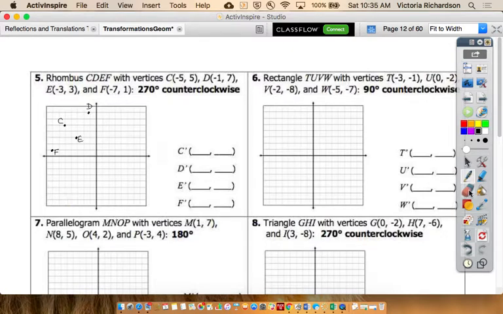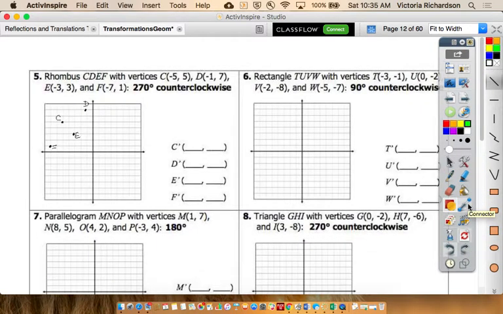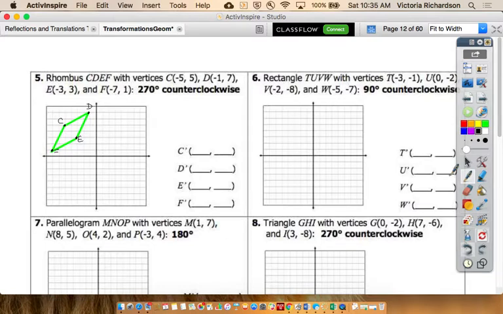I'm going to connect. Make sure you use a ruler so you have nice straight lines. And now I'm going to do a 270-degree counterclockwise rotation, which is the same as 90 degrees clockwise. So I'm going to go 1 this way or 3 that way, since I'm starting here.